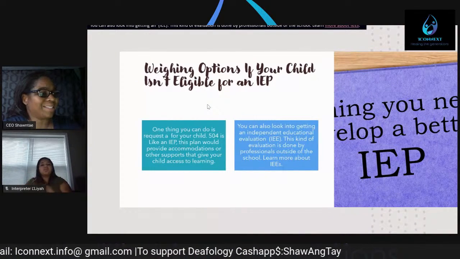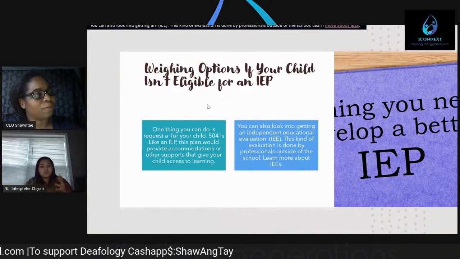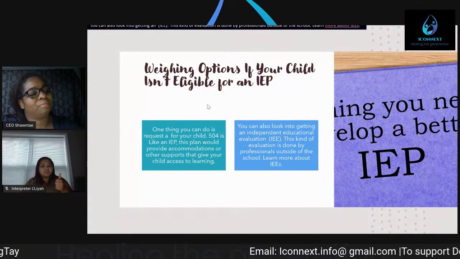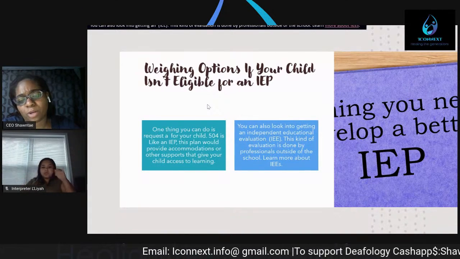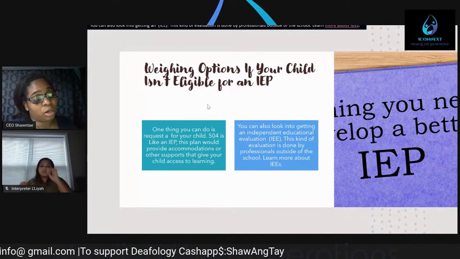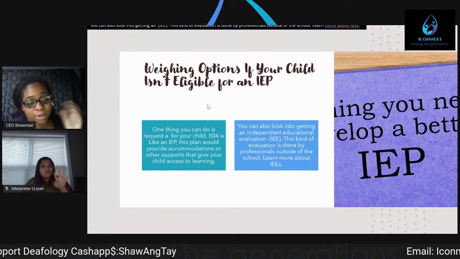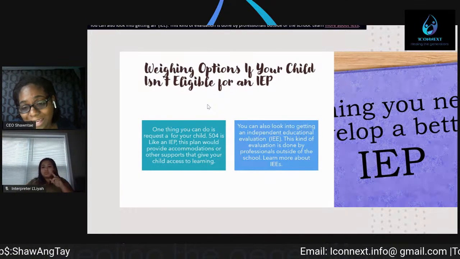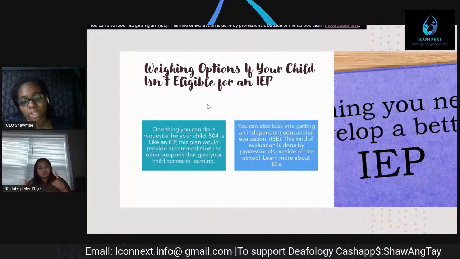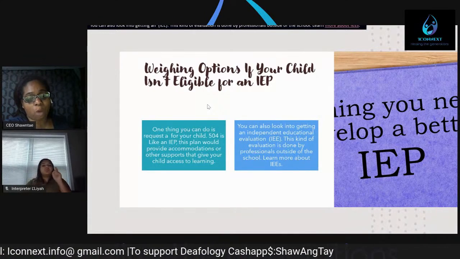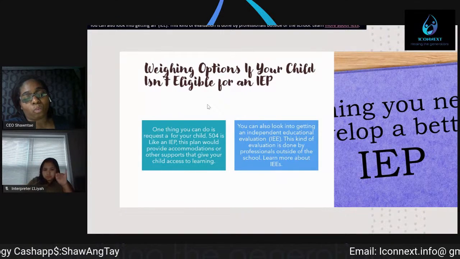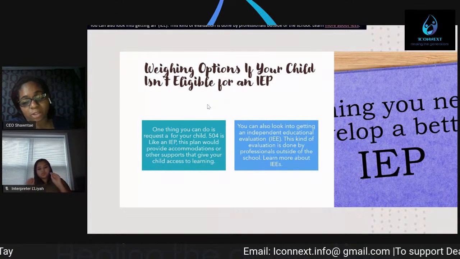So what are your options if your child isn't eligible for an IEP? Maybe your child is eligible for a 504, or maybe your child is eligible for an IEE, an independent educational evaluation. You just have to figure out, if you feel that your child is eligible for something, where your child fits in those guidelines.